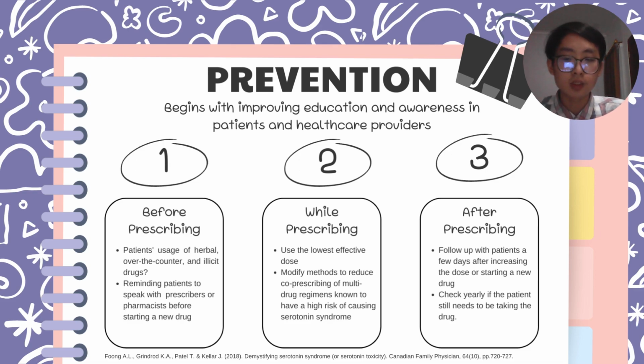Physicians need to use the lowest effective dose to decrease the chances of serotonin syndrome happening. They also need to avoid the usage of two high-dose serotonin drugs at the same time to also decrease the chances of serotonin syndrome happening.